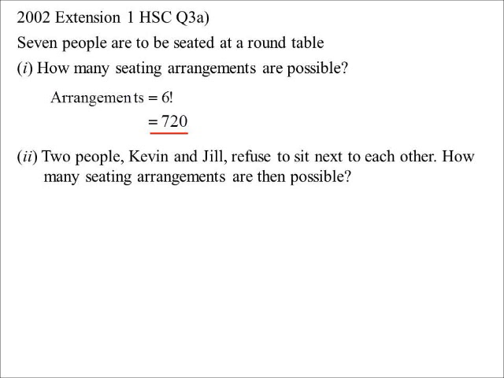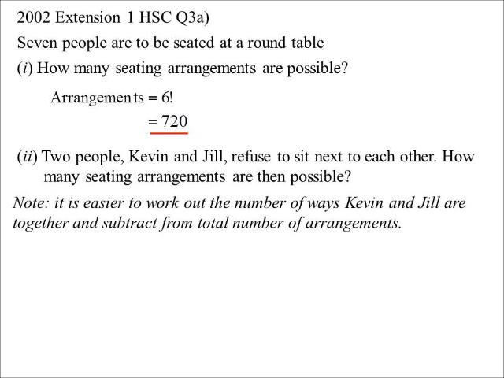2 people, Kevin and Jill, refuse to sit next to each other. Don't like him, don't like her. How many seating arrangements are possible? So we've got to look after the condition. But what is often easier, rather than working out how many ways that they're not together, is to work out how many ways that they are together and subtract them from the total number.